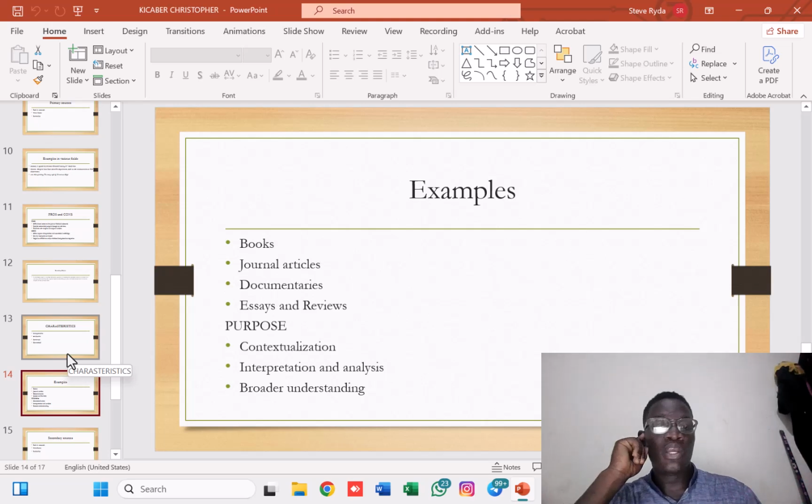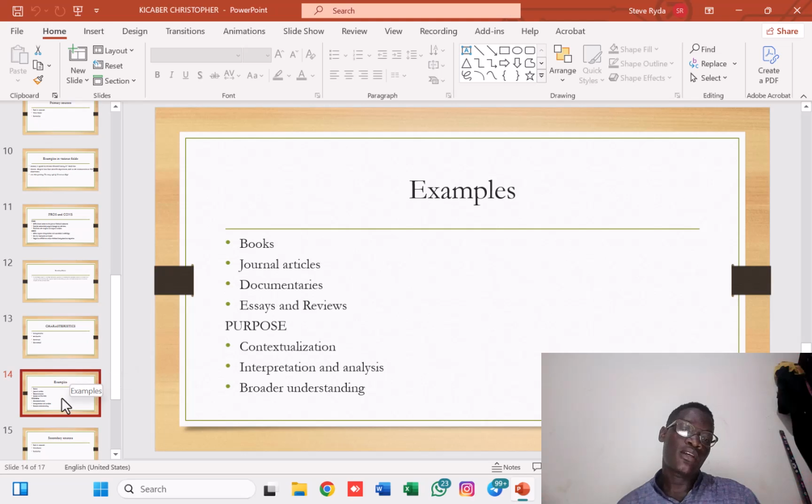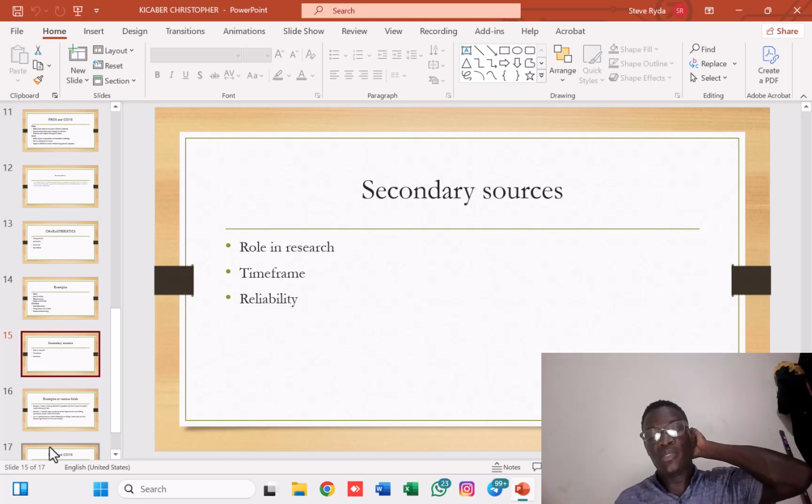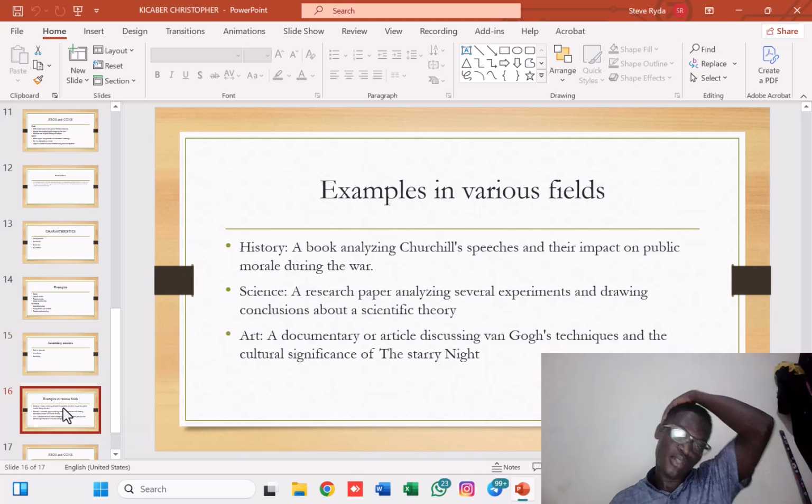There are also purposes. We have contextualization, interpretation and analysis. We have a broader understanding of data. For secondary sources, there's a role in research, there's a time frame, and there's reliability. We have examples in various fields.